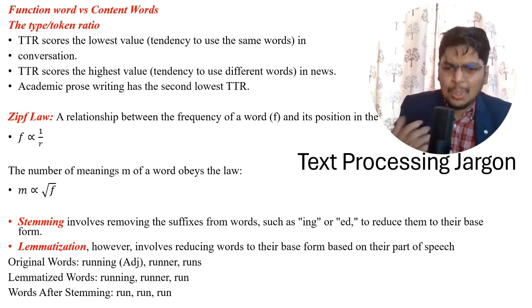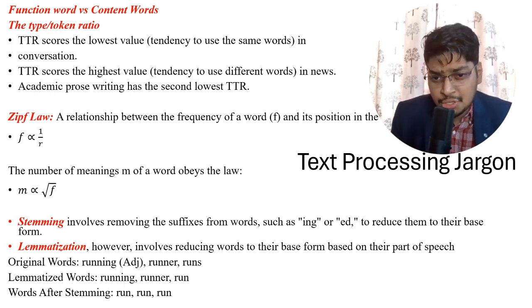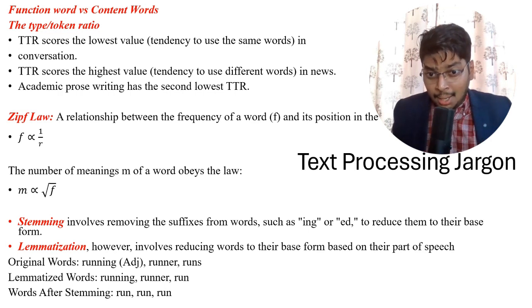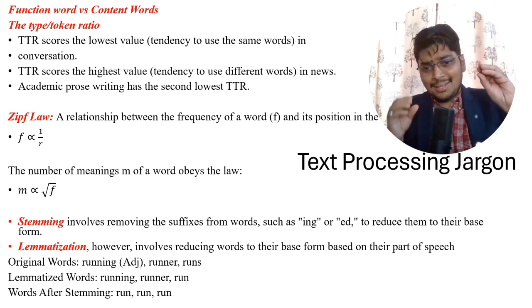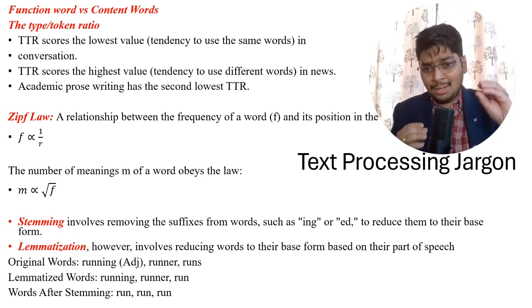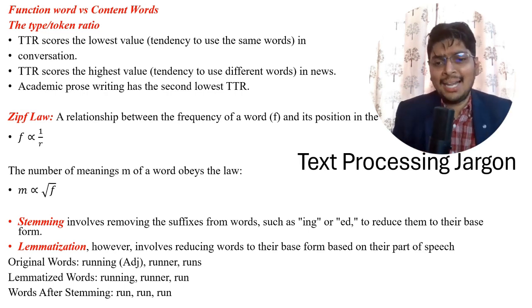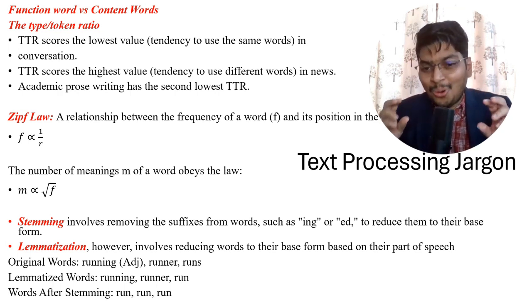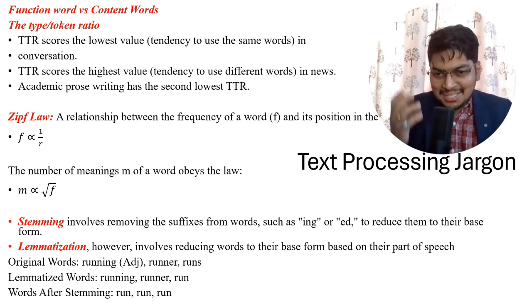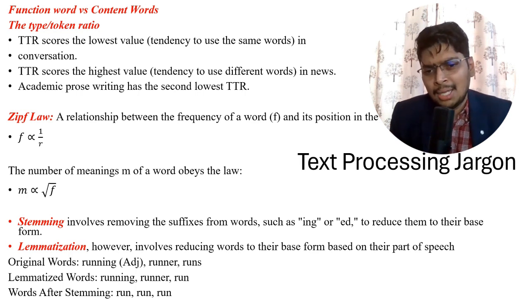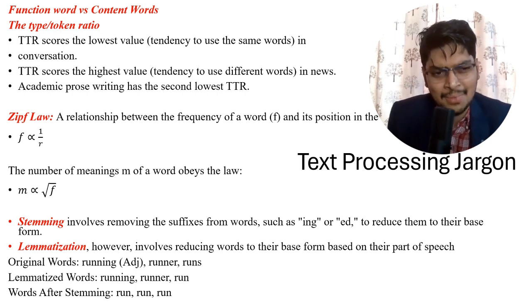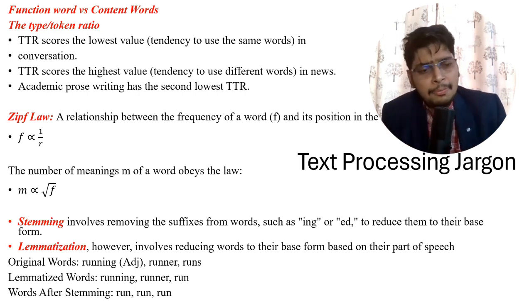In conversations, we tend to repeat words again and again, because of which the total number of words is more, and the words which are actually unique are very few. Because the denominator is more, the value is less. Similarly, in newspapers, the type token ratio is more, because the number of unique words is more and the repetitive words are fewer. The numerator is more, so we get a good value. In academic prose writing, the TTR value is less because there are a lot of repetitions and redundancy.